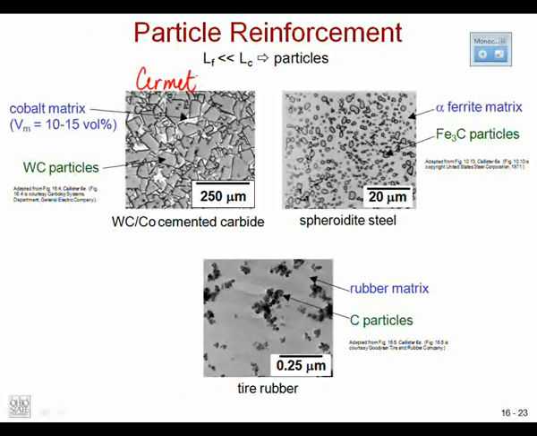Metal matrix composites with ceramic particles embedded in high volume fractions. We also see the rubber matrix with carbon black, so just carbon particles. That's another very common one. We use that in tires. It really reinforces the rubber that we have cross-linked.